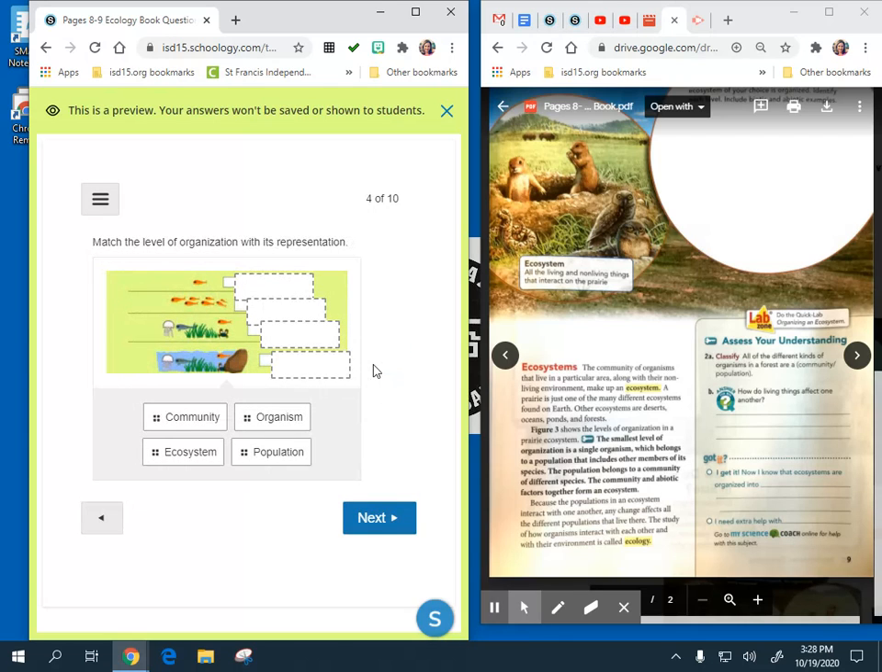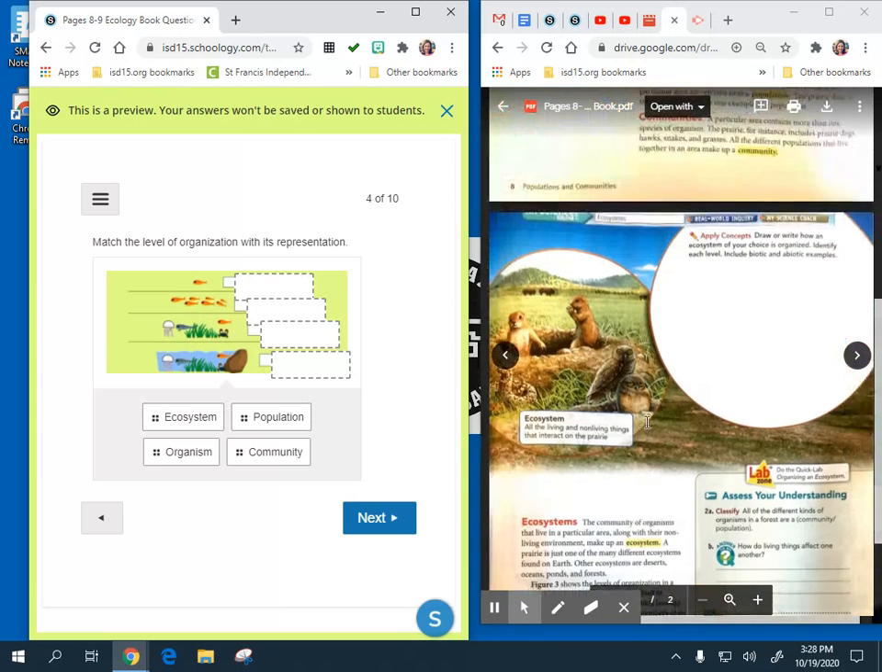Number 4, match the level of organization with its representation. So you drag and drop these. Which one of these is an individual organism? Which one of these is a community? Which one of these is a population? Which one is an ecosystem? You got to know those 4 words.